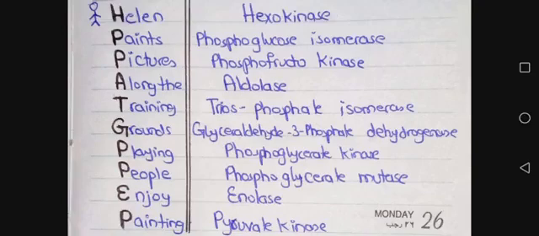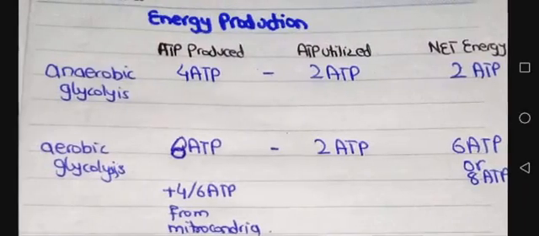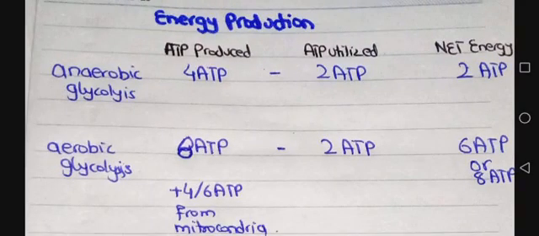So H for hexokinase, phosphoglucoisomerase, followed by all the enzymes which are involved in glycolysis. Okay, this will also be really very helpful for all of you. Okay, and the last is the energy production. The energy produced in the two phases, there is anaerobic glycolysis and aerobic glycolysis. Okay, and this is the energy calculation of all of glycolysis.